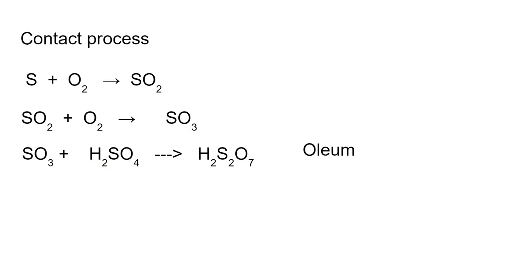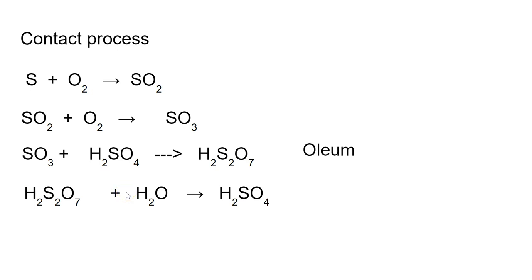By the way, H2S2O7 is called oleum, as you see here. Okay, so now we've produced oleum. And if we take oleum and let it react with water, that will give us the sulfuric acid. So all in all, the contact process consists of 4 steps. Sulfur plus oxygen, sulfur dioxide plus oxygen to give me sulfur trioxide. Sulfur trioxide plus sulfuric acid to give me oleum, and oleum plus water to give me sulfuric acid.